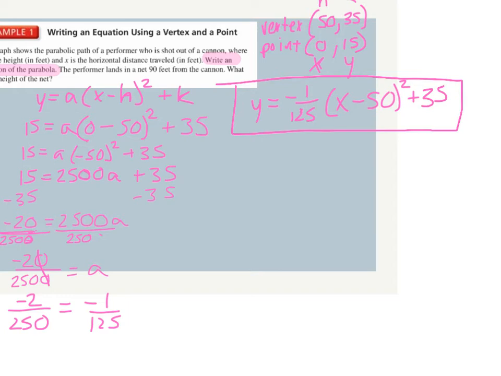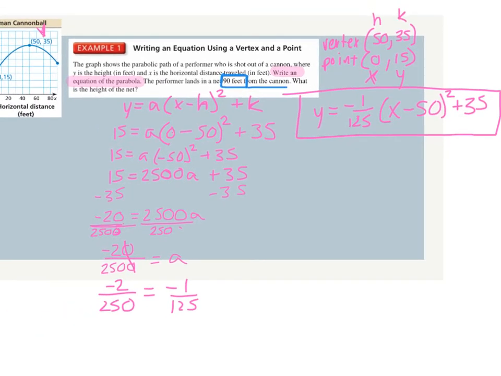Next thing we need to do is, it says the performer lands in a net 90 feet from the cannon. What is the height of the net? So where are we going to plug in that 90 feet? Is that our x value or our y value? Y. So he's 90 feet from the cannon, and we're trying to find the height.